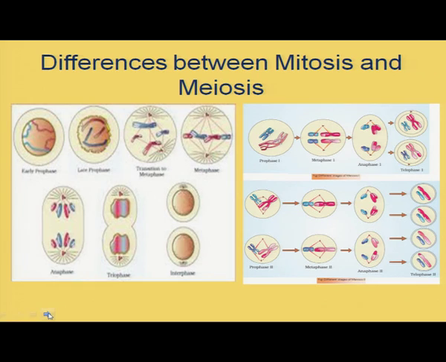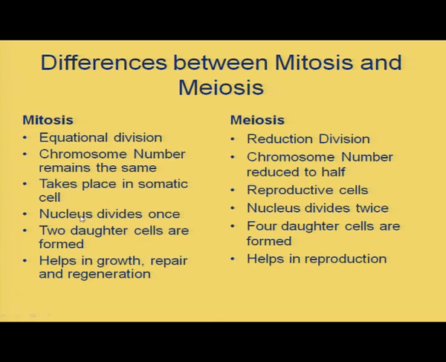Now, see the differences between mitosis and meiosis. What are the differences between mitosis and meiosis? A very important question, an aspect that you have to be clear about. See the differences. You can also analyze. Mitosis, we are using the term equational division, and for meiosis it is reduction division.